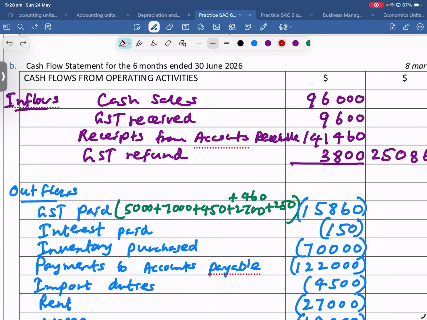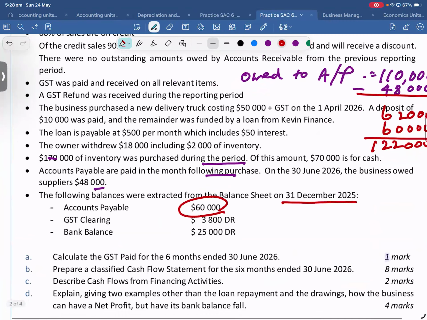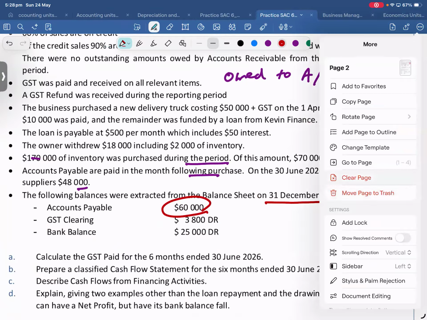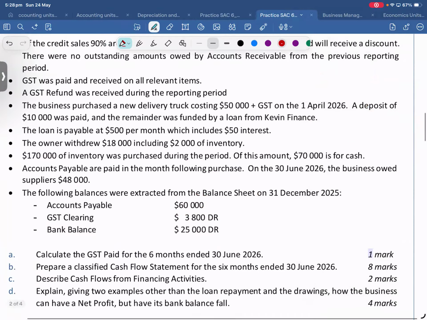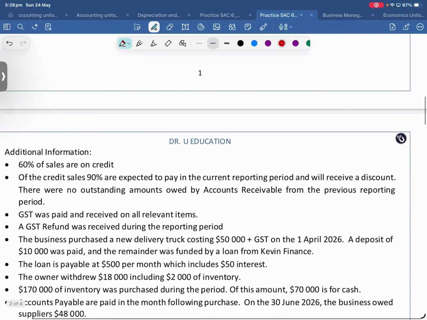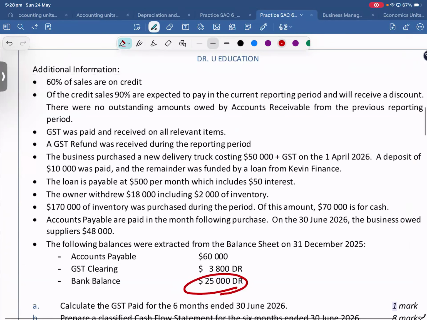Okay, guys, payments to accounts payable done. Next one. I'm going to rub this one. Right. GST we are done. Bank balance not done. Bank balance is how much? What is this one? Balance at the start. Bank balance at the start. Second last one in the cash flow statement to report. 25,000.